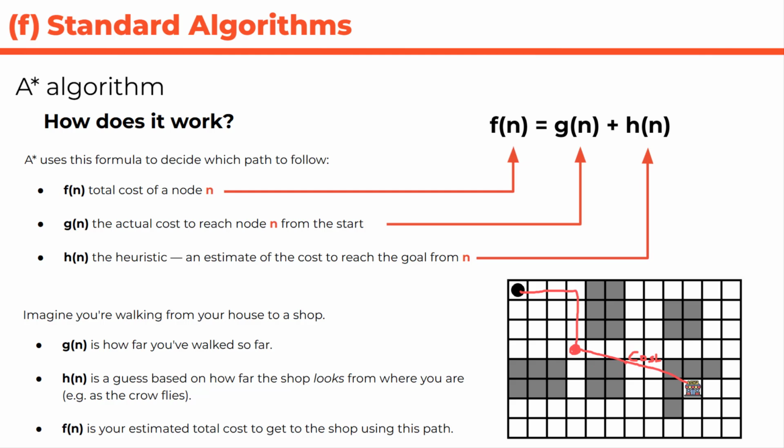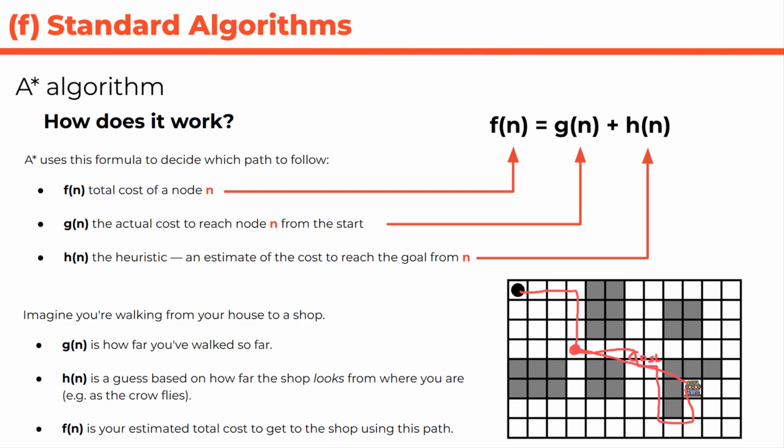And then you've got F. F is your estimated total cost to get to the shop using this path. So if I try and stick to that path as much as possible, I might go down here, down here, down here, up there, etc. And I might get there. The idea is I'm trying to stick to this direct line as much as possible. And that's what A-star algorithms are trying to do. It's trying to stick to the most direct path and get swayed by that.